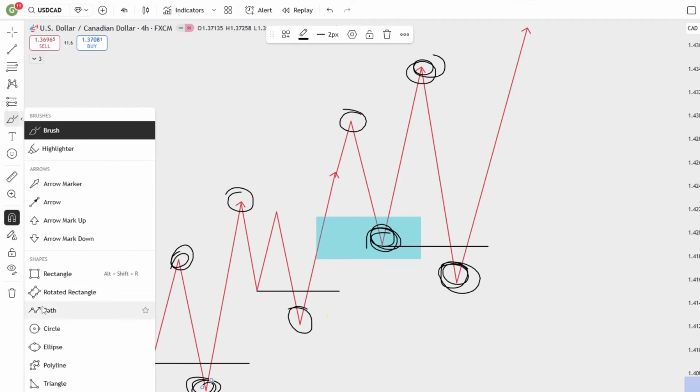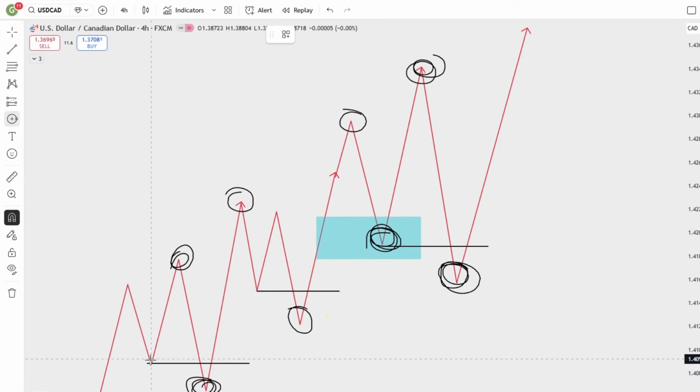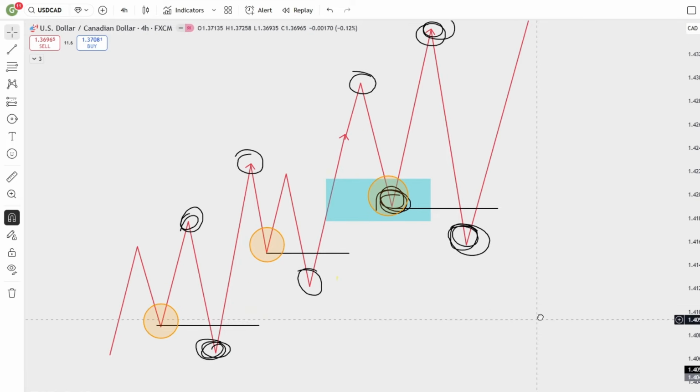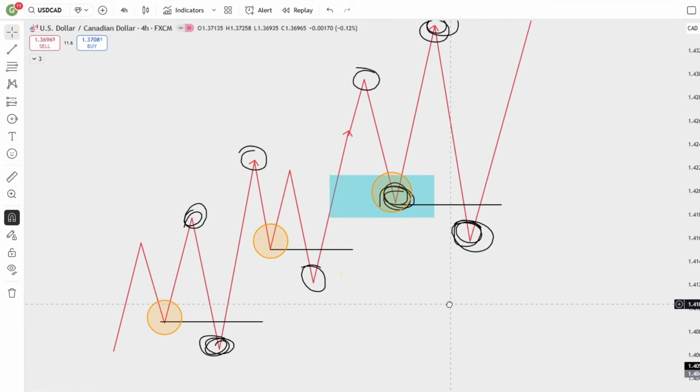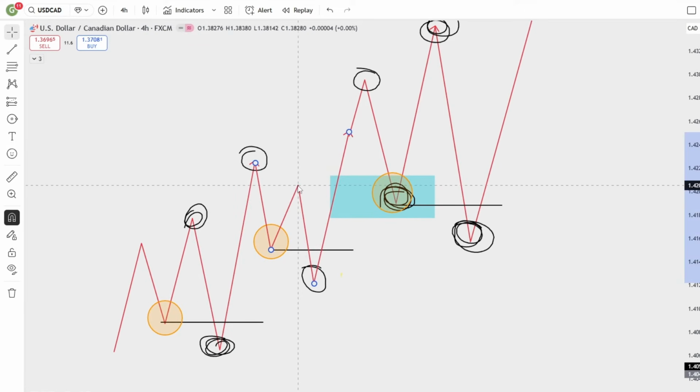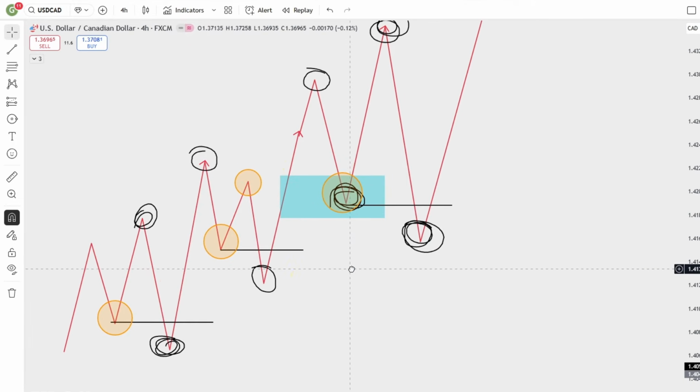Okay, and I will mark with the circle the internal liquidities. Internal liquidities, internal liquidities, internal liquidities, all here. And if you have something like this right here, this is internal liquidity as well. It didn't purge anything to make this external liquidity.